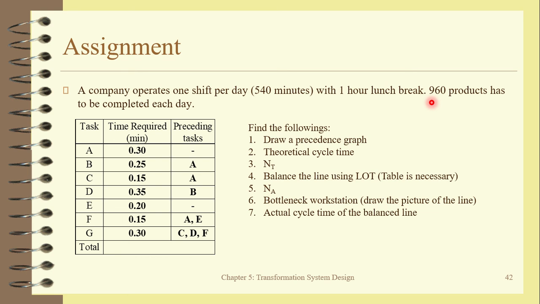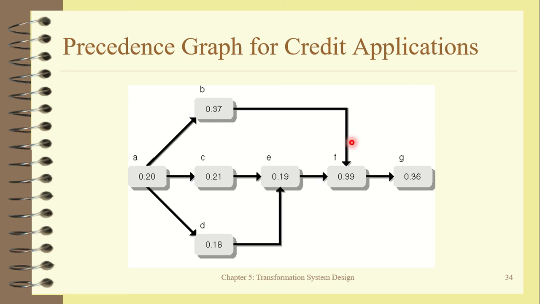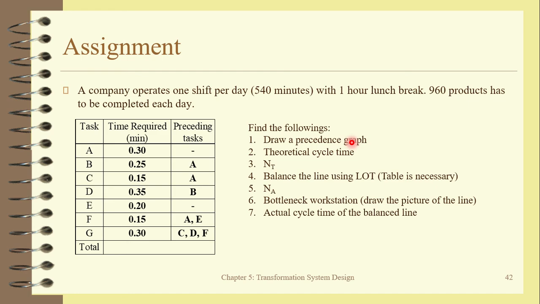And this company produces the product that needs to be produced by this assembly line: 960 products that need to be completed each day. And this is the number of tasks, 7 tasks again, time required, and the new precedence relationship here. So I would like you to draw the precedence graph. You need to draw the precedence graph like this, okay? But because it's changed a little bit here, the new precedence graph will be redrawn.